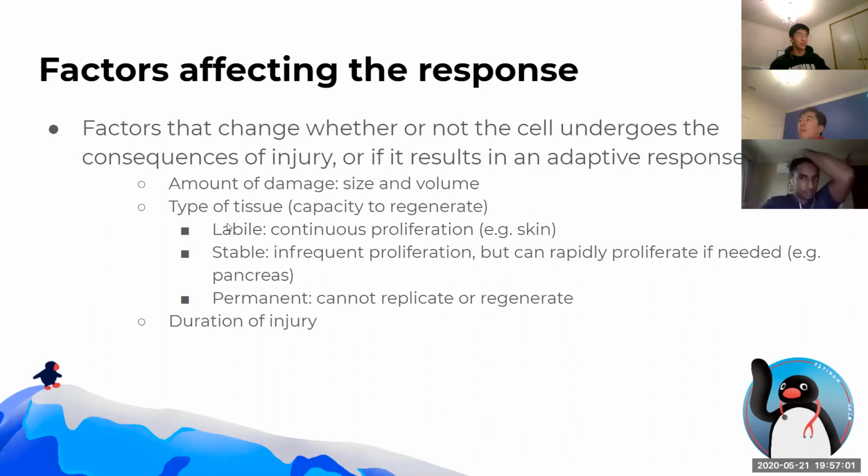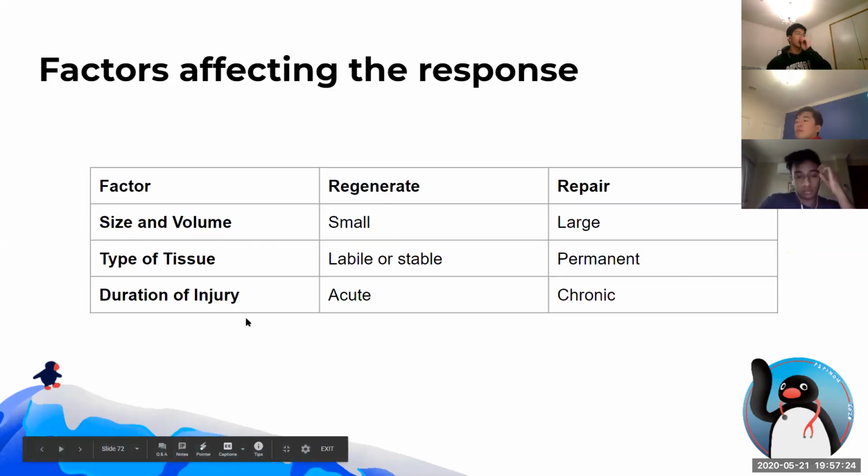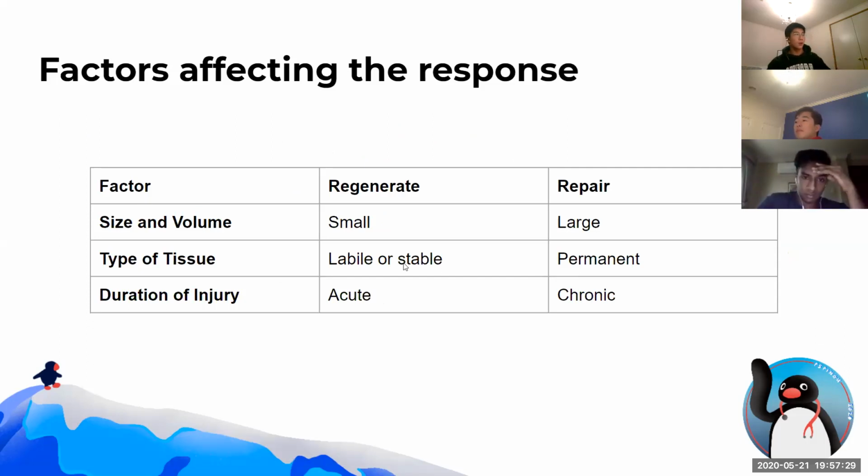And then the last one is our duration of injury. So how long have we let this injury go on for before we're seeking treatment? Or over what time period are we injuring ourselves? So depending on these three factors, we're going to change our ability to recover from the injury. So you can see here, it's nicely summarized based on regenerate, which is kind of the good one, versus repair, which is the scar tissue.